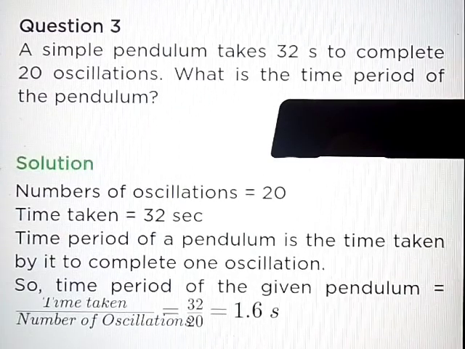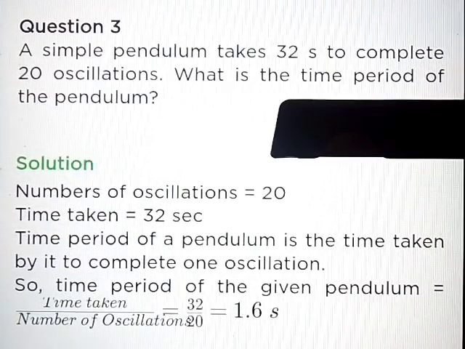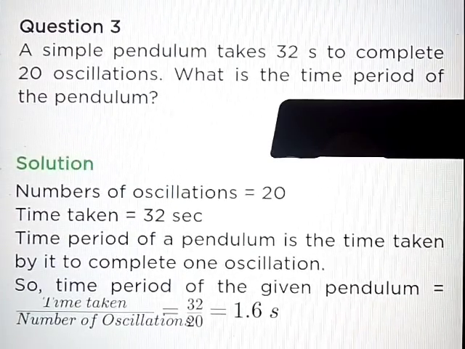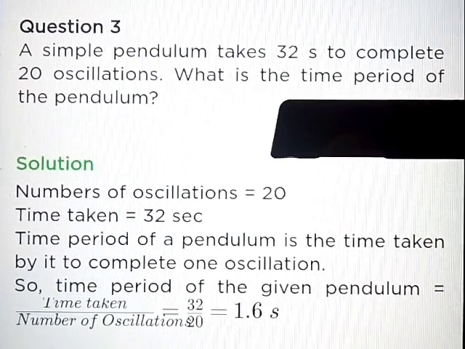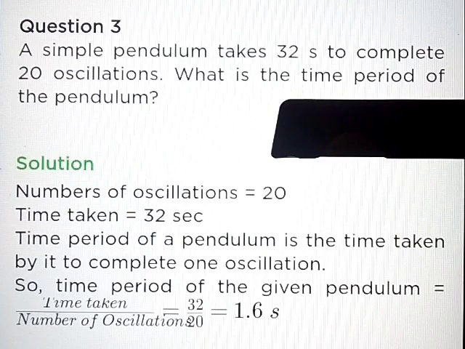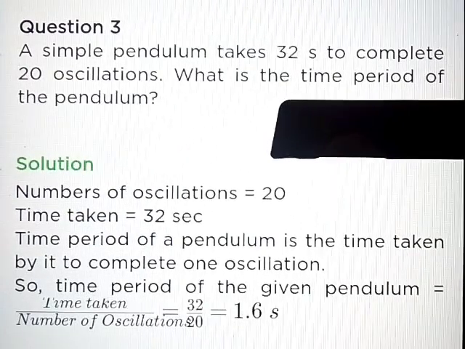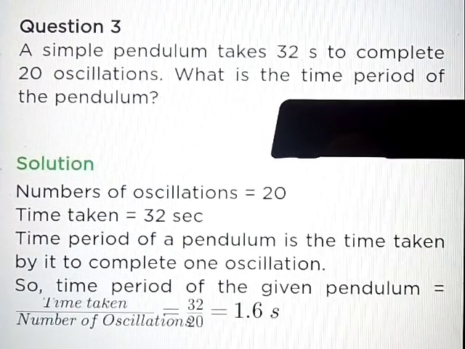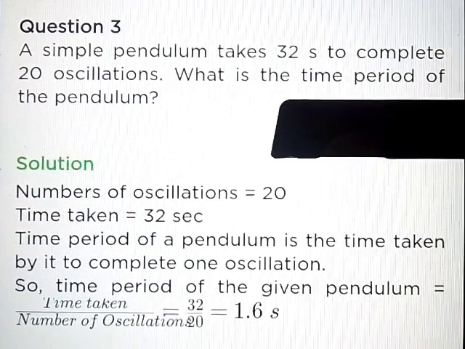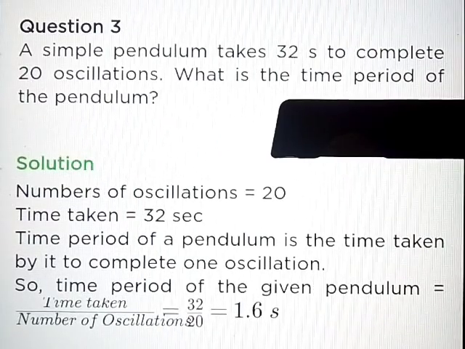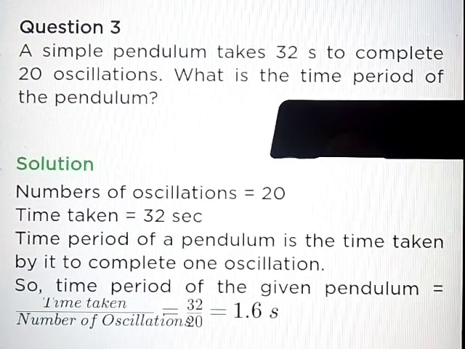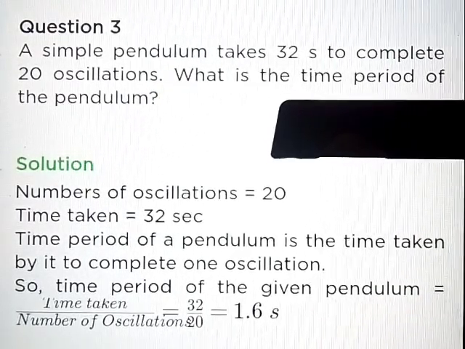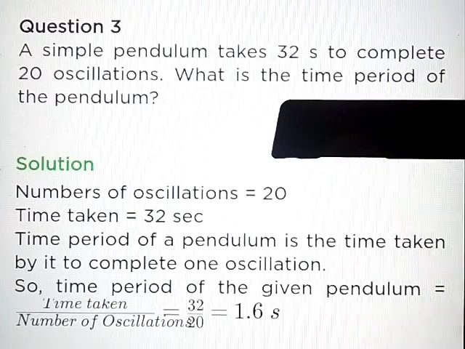Question number 3. A simple pendulum takes 32 seconds to complete 20 oscillations. What is the time period of the pendulum? Number of oscillations is equal to 20. Time taken is equal to 32 seconds. Time period of a pendulum is the time taken by it to complete one oscillation. So time period of the given pendulum is 1.6 seconds.